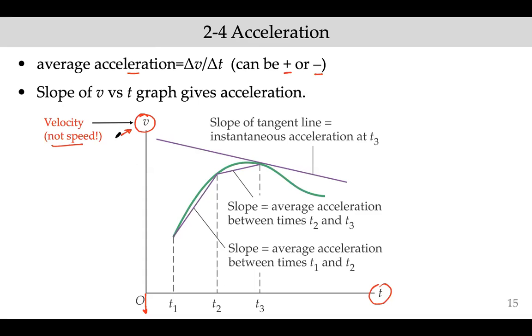And when you look at the slope on the vt graph, it gives you acceleration. You can look at a particular point like this, and the tangent line, and the slope of the tangent line would give you the instantaneous acceleration. But if you choose two different times, then draw the chord and calculate the slope, it would give you the average acceleration.